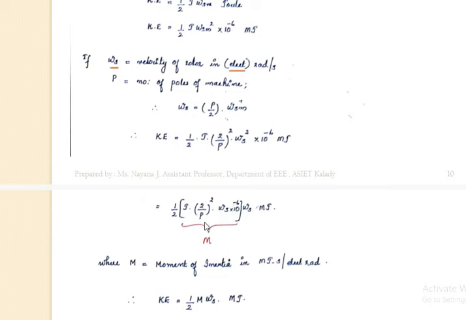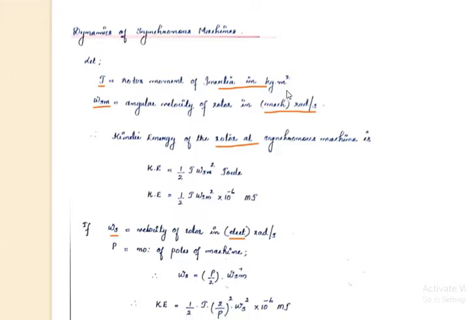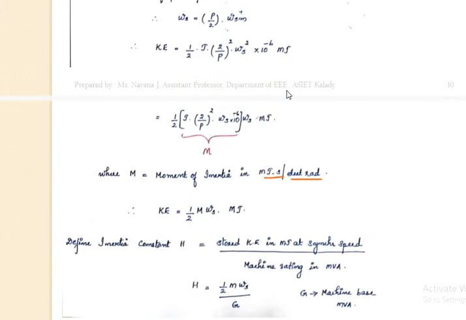And this entire term, that is J into 2 by p the whole square into omega s into 10 raised to minus 6, is called capital M, which is again moment of inertia in megajoules second per electrical radian. Whereas J was also moment of inertia, but its unit was kilogram meter square. And here this is our standard moment of inertia, in megajoules second per electrical radian, and therefore I can write that kinetic energy is equal to half M omega s, where M is the moment of inertia in megajoules second per electrical radian, and omega s is the angular velocity in electrical radian per second.